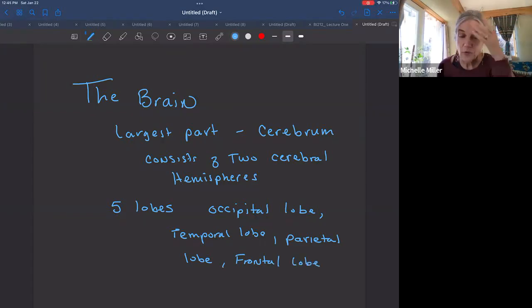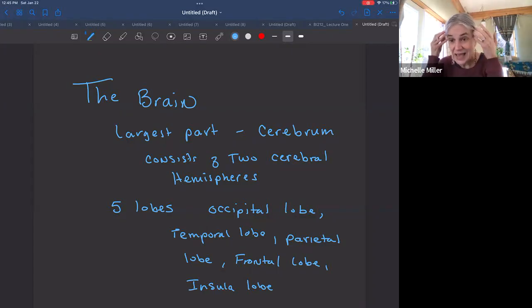The frontal lobe is most notable for being who you are, your personality, your conscious decisions, your thinking of the future. And then we have one that is kind of hidden, called the insula lobe. It's actually underneath, kind of in the temporal region, but inside of another lobe. So that would be 1, 2, 3, 4, 5. 5 lobes in one hemisphere, right? But we have two hemispheres.